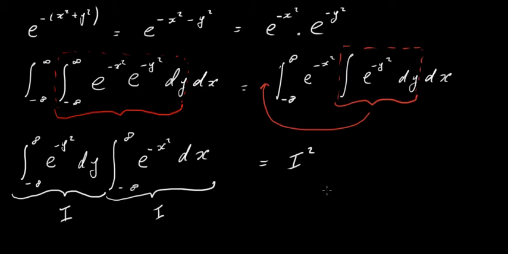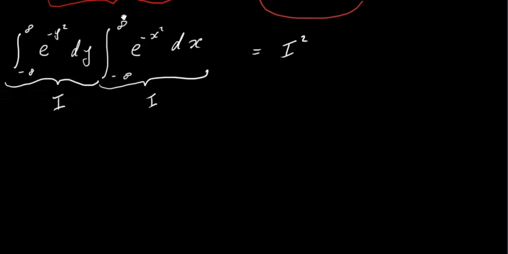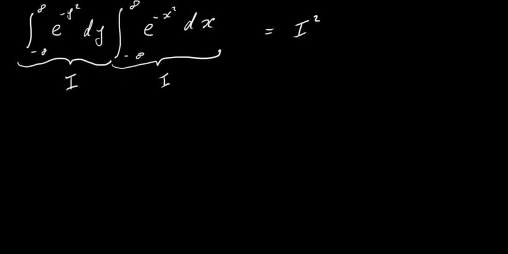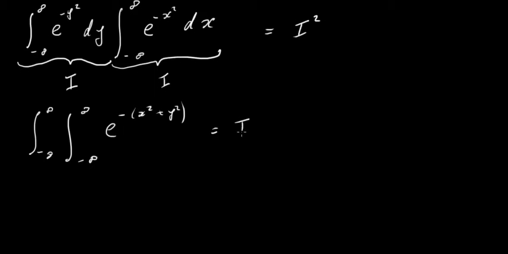Okay, so in other words, our double integral that we started with, from minus infinity to plus infinity, minus infinity to plus infinity of e to the power of minus (x squared plus y squared), is just equal to I squared. It's equal to our original integral.